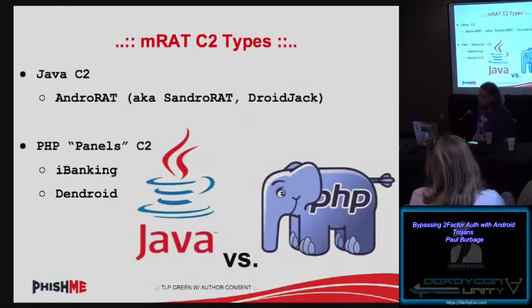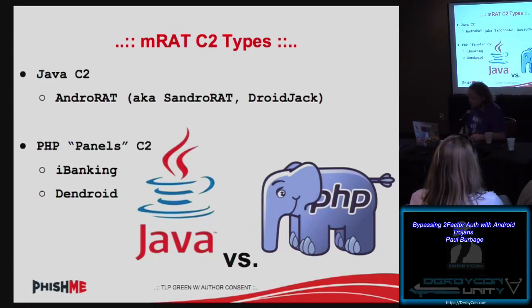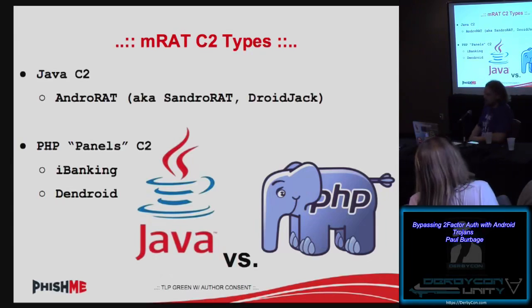There are essentially 2 types of command and control infrastructure for mobile malware, pretty much the same that you see on the PC side for RATs. I like to categorize these into 2 different avenues, one being Java C2 and the other being PHP panels. The first family we'll talk about is AndroRat, which is a Java C2, also known as SandroRat or DroidJack. The second family is iBanking, which is a PHP panel, and then finally Dendroid.